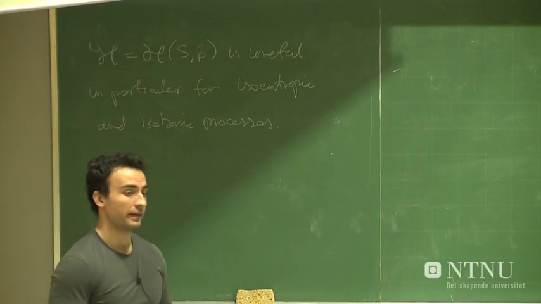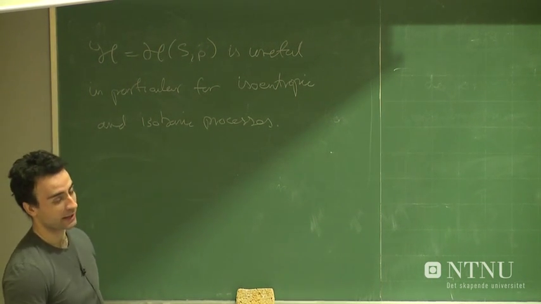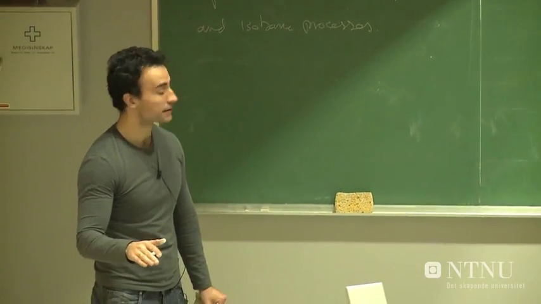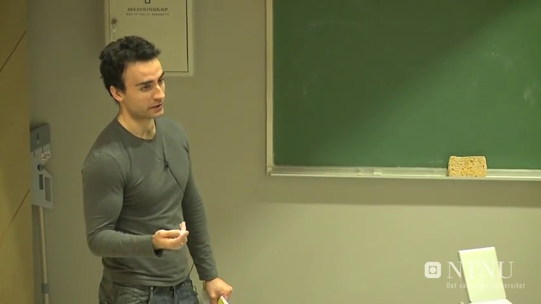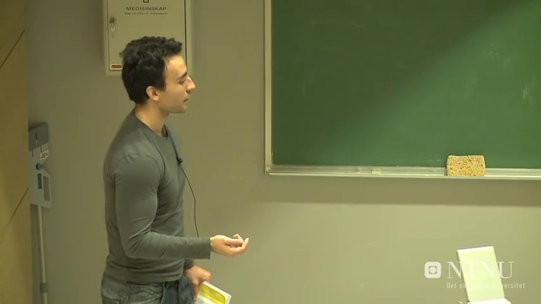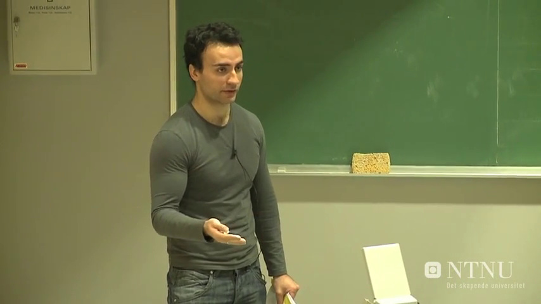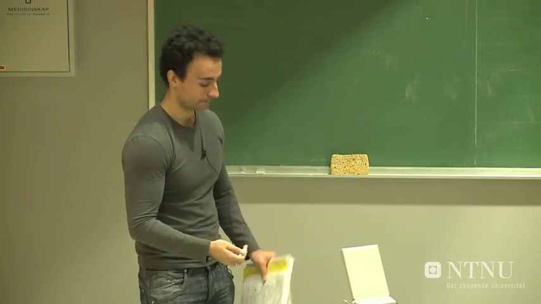The enthalpy is particularly convenient in order to characterize processes which are isentropic and isobaric. By isentropic, I mean that the process conserves the entropy. The entropy remains unchanged, whereas by isobaric, I mean that the pressure remains unchanged. And we see that if this is the case, then S is constant, P is constant, and therefore the enthalpy should also be constant.